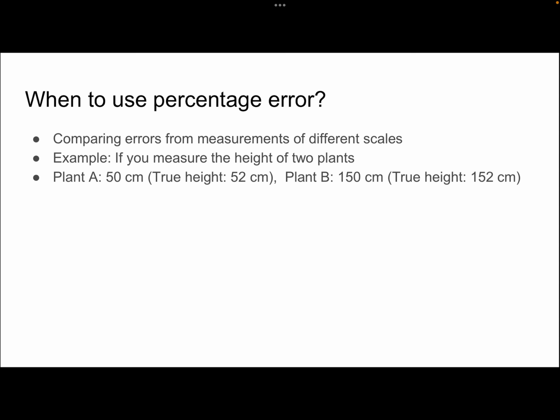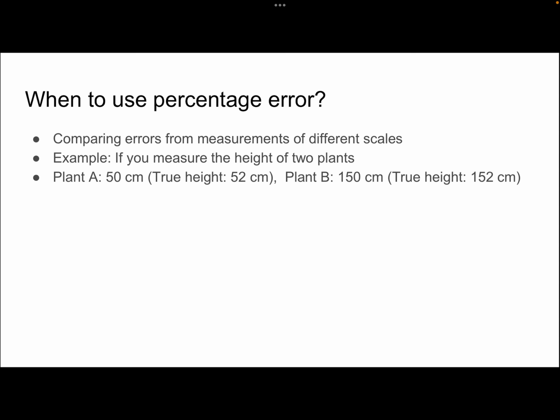Now if you look at plant A, it was measured to be 50 centimeters. Let's say after 2 weeks you want to look at the height of the plants. It was 50 centimeters for plant A, but the true height was 52 centimeters. Obviously, when you do measurements of anything, there's always going to be some measurement errors, whether it's a parallax error or just not measuring accurately with a ruler. So the true height is 52 centimeters while the measured height was 50 centimeters. Plant B, measured height was 150, but the true height was 152.